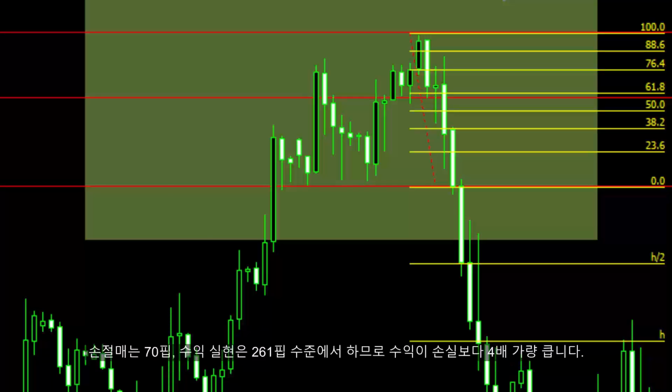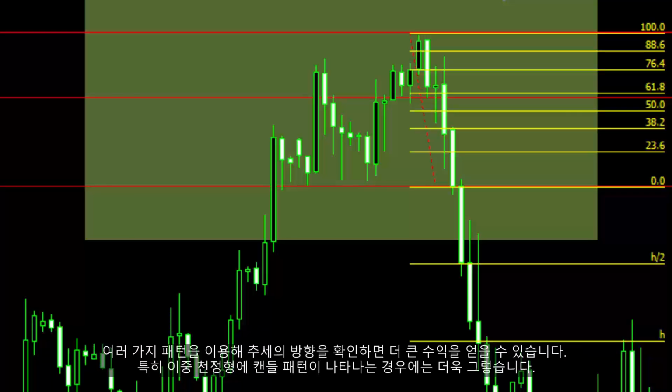SL would be around 70 pips, while TP would be 261 pips. Thus, the reward to risk amount was around 4 times higher. It would be more lucrative to identify the trend direction through various patterns, especially when a candle pattern has formed on a double top pattern.